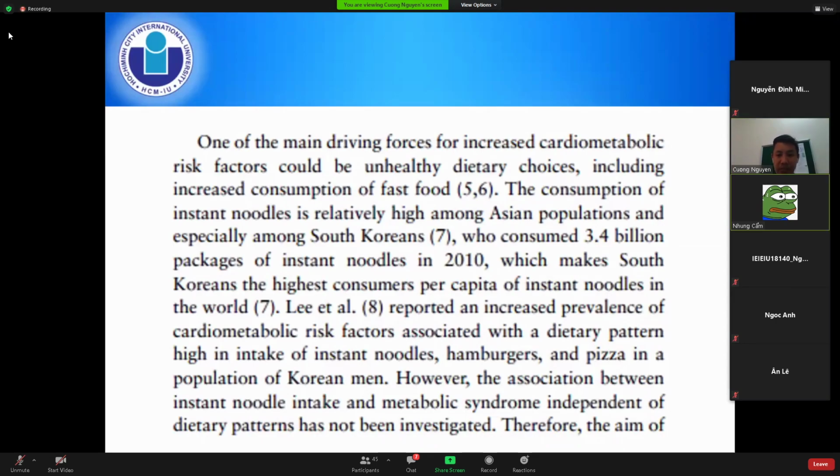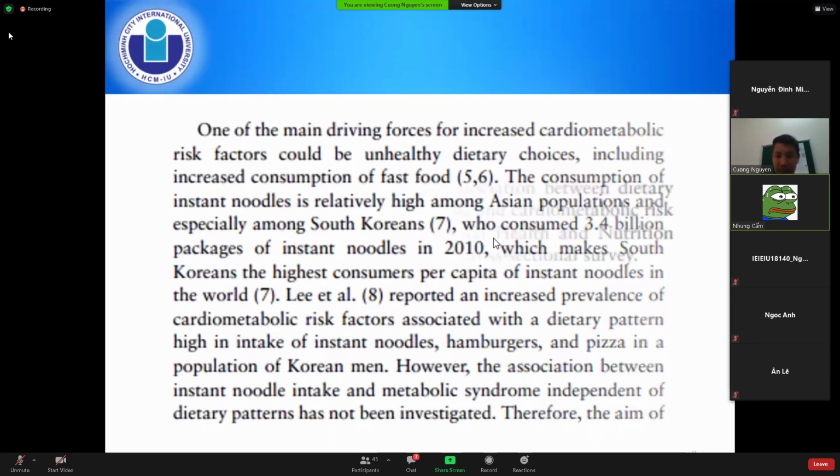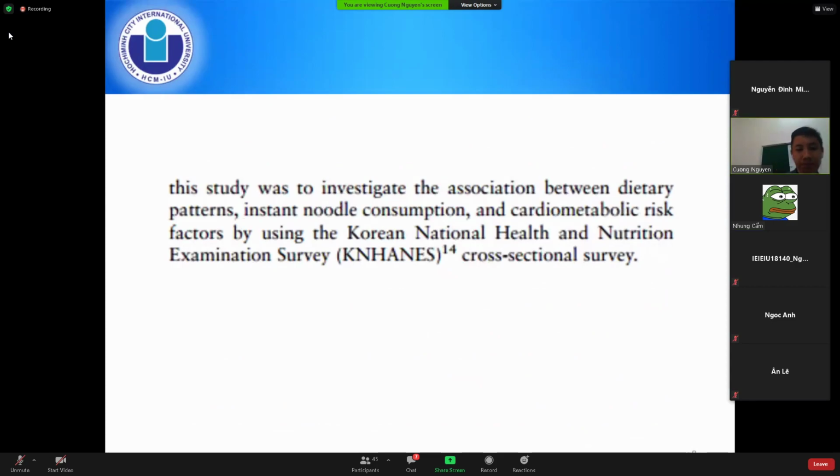The aim of this study was to investigate the association between dietary patterns, instant noodle consumption, and cardiometabolic risk factors by using the Korean National Health and Nutrition Examination Survey, a cross-sectional survey. Thank you. Thank you very much.